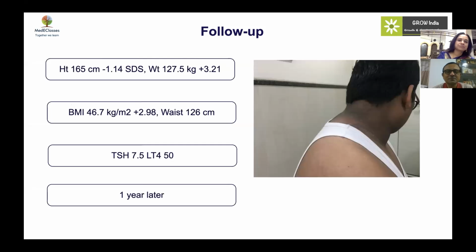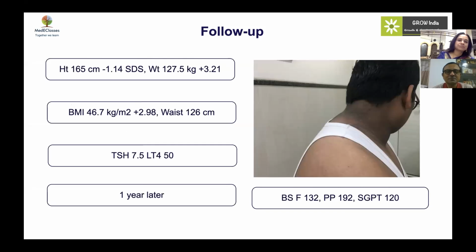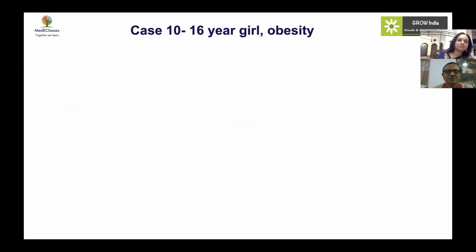So what happened to this child was that he developed type 2 diabetes, high SGPT, and a lot of problems happening. And as Dr. Vaman was saying, our hands are tied in terms of pharmacotherapy. Very limited treatment options are available.